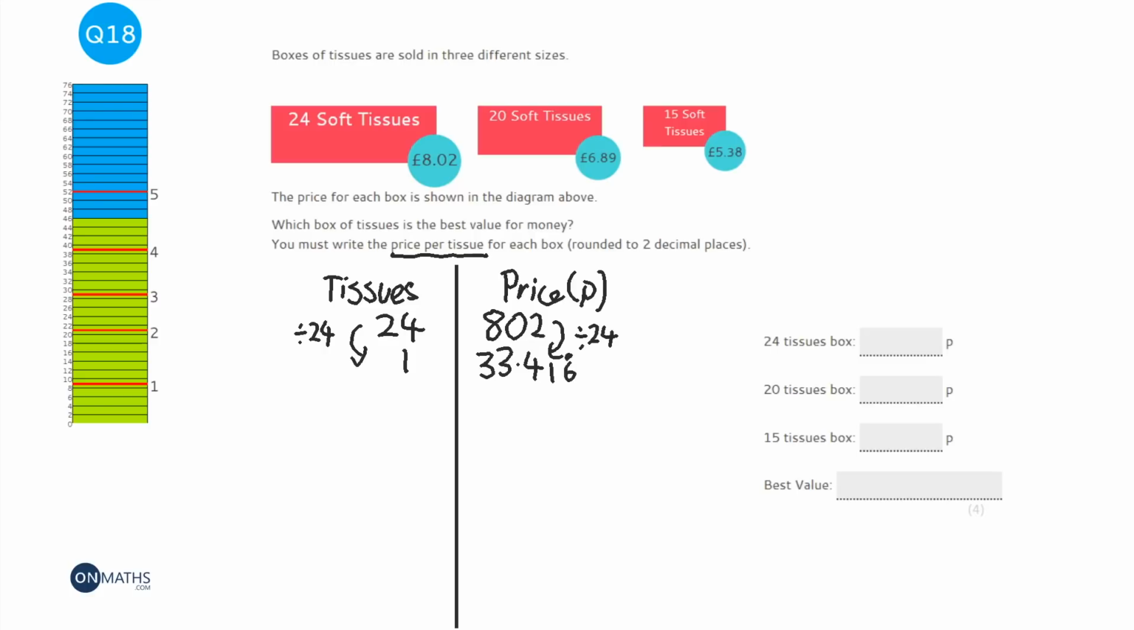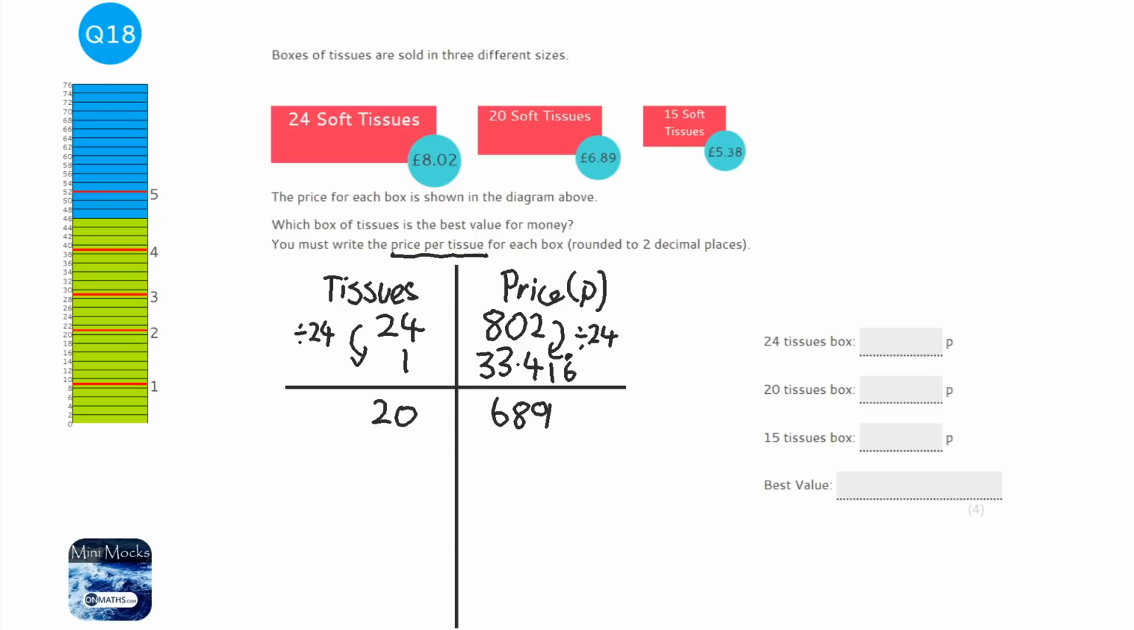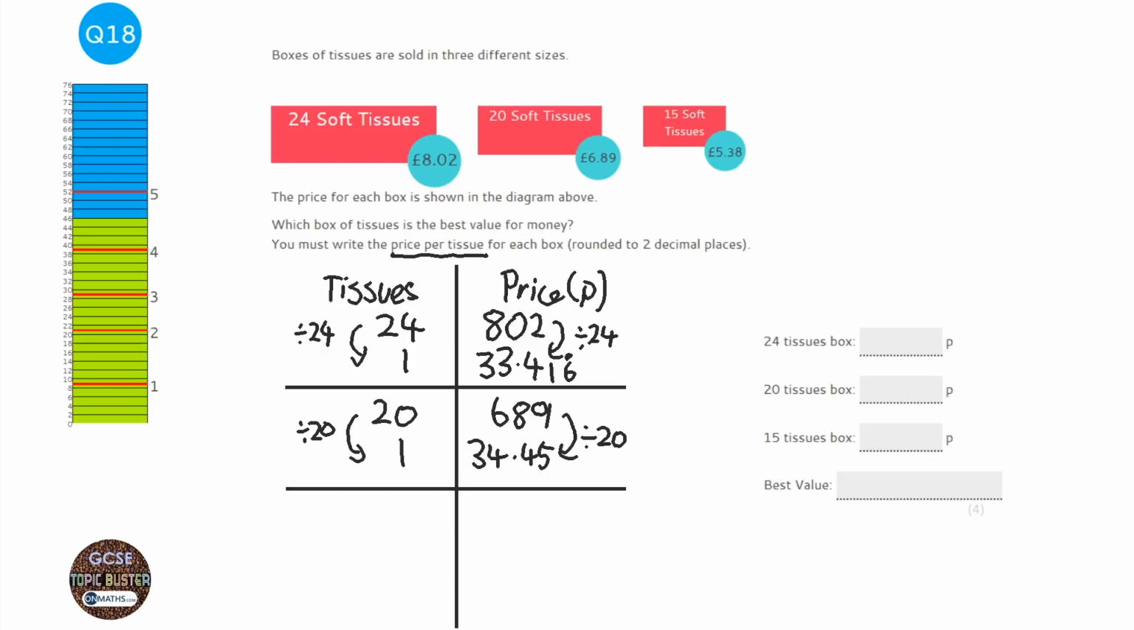Okay, let's try the next one. So that's one done. In fact, if I draw a line, then I can show that I've done that. Okay, so the next one is 20 tissues, and that costs 689 pence. So this time I'm going to divide both sides by 20, so I know how much one tissue costs. So 689 divided by 20 on the calculator, and I get 34.45 pence.